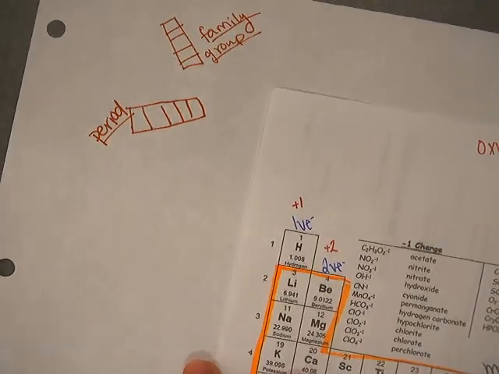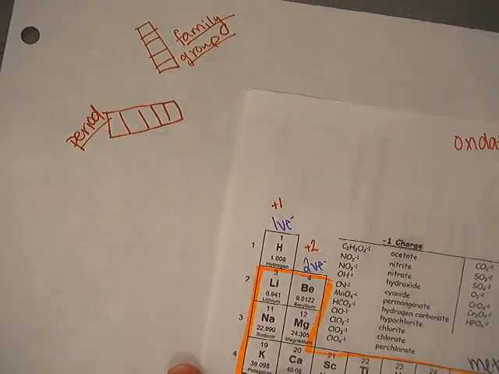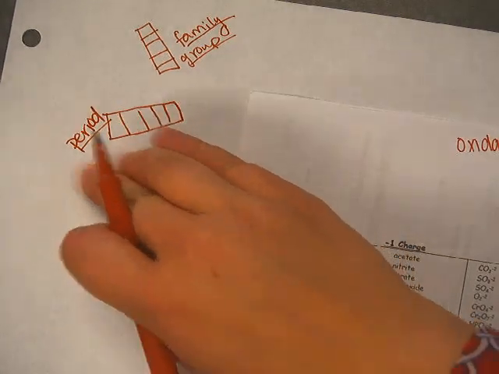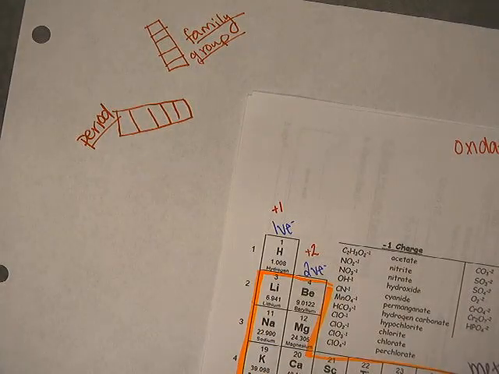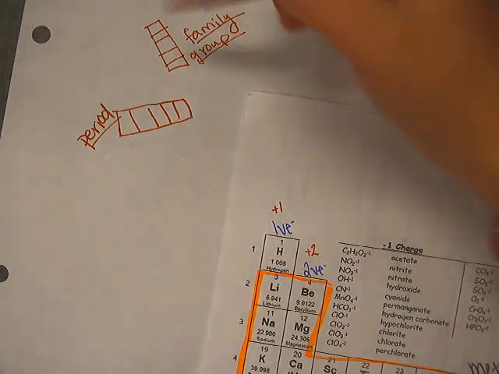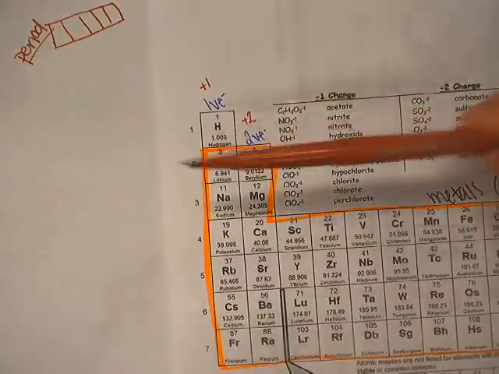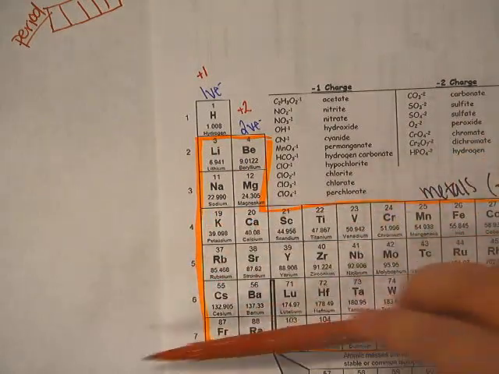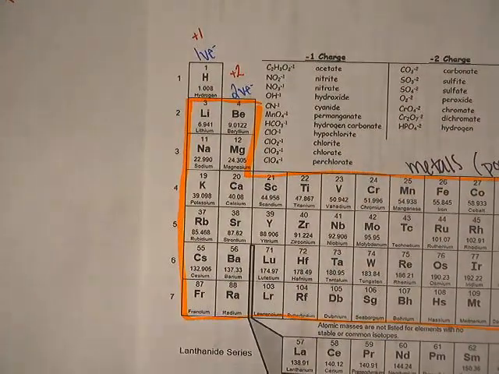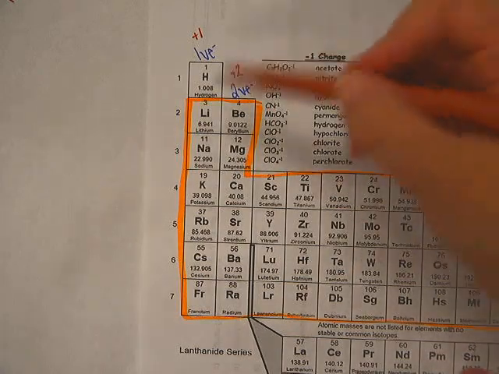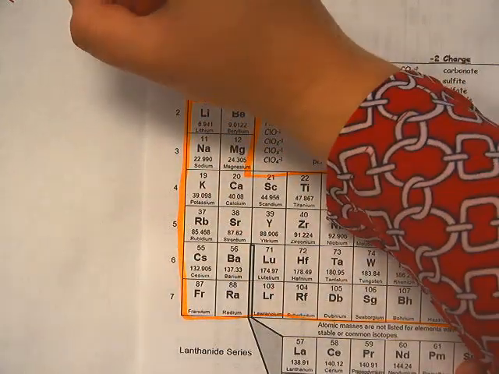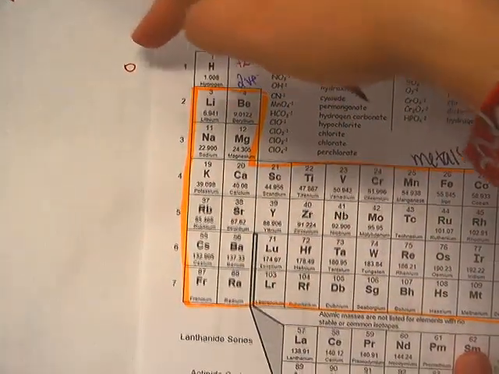I find myself saying the word group a lot to refer to periods, but that's not what I'm talking about. I'm trying to be really intentional about the vocabulary that we're using. But a family or a group is the column, and then a period is labeled by these numbers across like this. When we draw Bohr models, we use these numbers to tell you how many rings you're going to have.